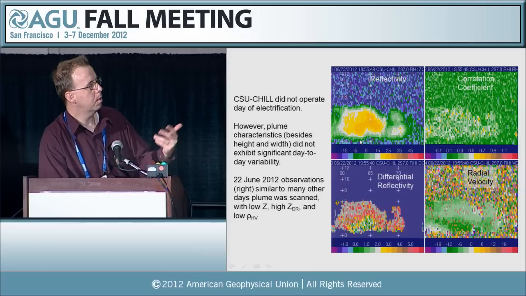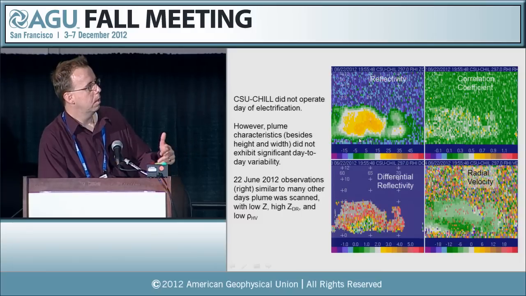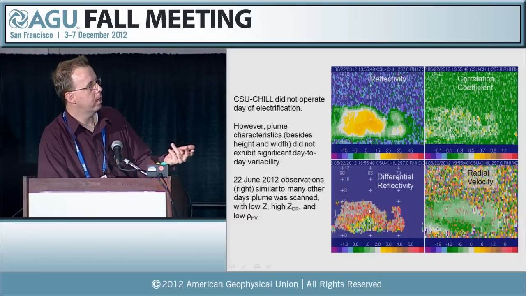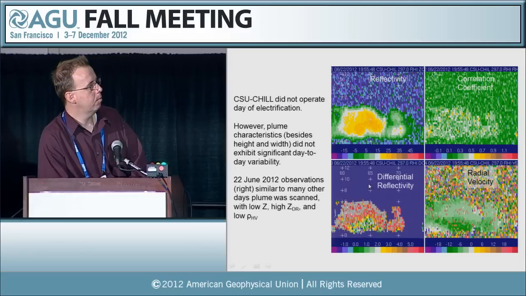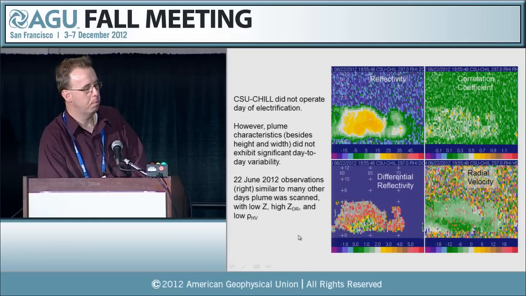So the plume looks about the same as it did for the Hewlett Gulch, and also likely, the plume kind of looked like this, but we don't have evidence of what it looked like when it was very vertically developed and electrified, what the polarimetric variables were.